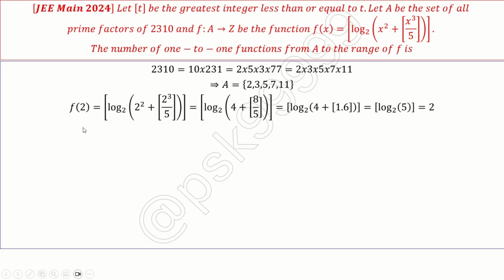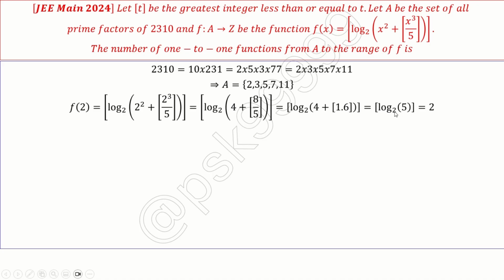Now f of 2: I will replace x with 2, log to the base 2 of (2 square plus [2 cube by 5]). First we need to simplify the greatest integer function inside, that is 2 cube by 5. 2 cube is 8, so 8 by 5 is 1 point something, so this will be 1. Correct, 8 by 5 is 1.6, so this is 1, and 2 square is 4, so 4 plus 1 is 5. Log 5 to the base 2, inside a greatest integer function, right?